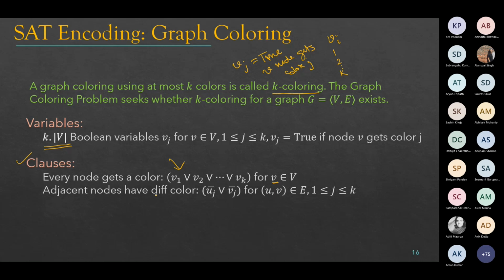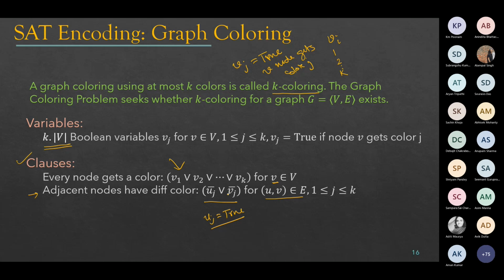That is understandable. Now, what is the next clause? The next clause relates to the fact that no two adjacent nodes will be having the same color, right? So we are taking one edge, UV belongs to capital E, the set of edges. And we are inserting this particular clause, which says UJ bar or VJ bar. And what does that mean? Let's say we assign color J to U, right? So that means UJ becomes true, right?